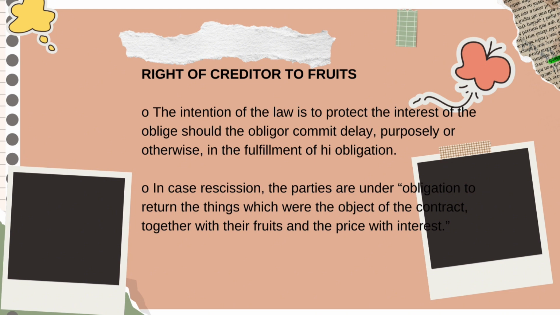Here's the answer. In the contract to sell, all the fruits shall pertain to the vendee from the day on which the contract was perfected. This is in the second paragraph of Article 1537. Hence, B is entitled to the colt. So, si B ang magmamay-ari nung anak nung horse.